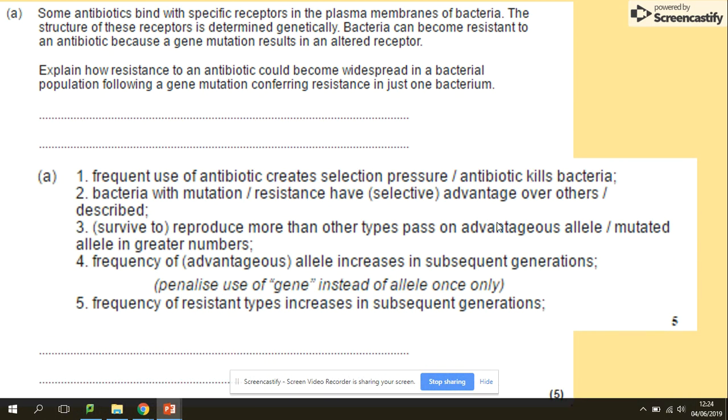A frequent use of the antibiotic creates selection pressure. In other words, the antibiotic kills bacteria. So bacteria with the mutation have that selective advantage over others. The ones with the mutation will survive and reproduce and pass on the advantageous alleles to the next generations. So the frequency of this advantageous allele will increase in the next generations, and the frequency of resistant types increases.